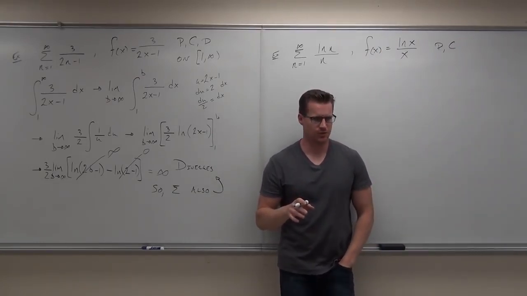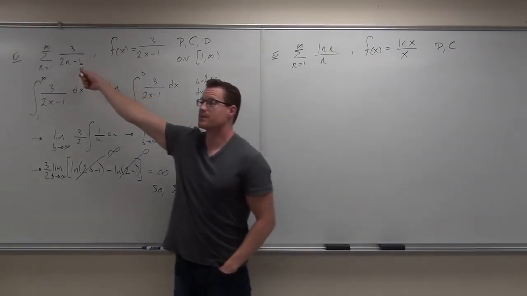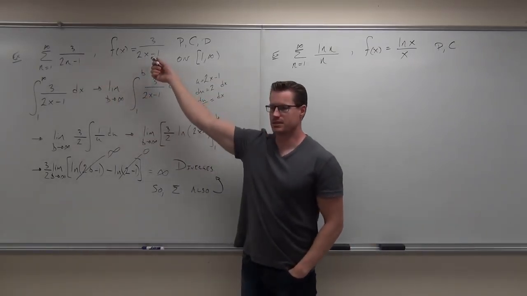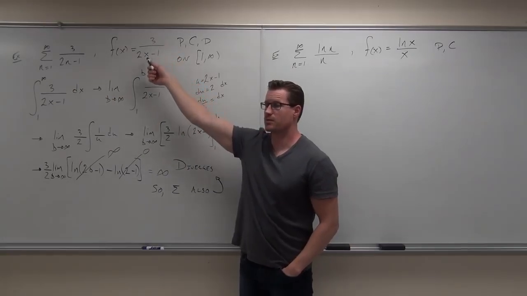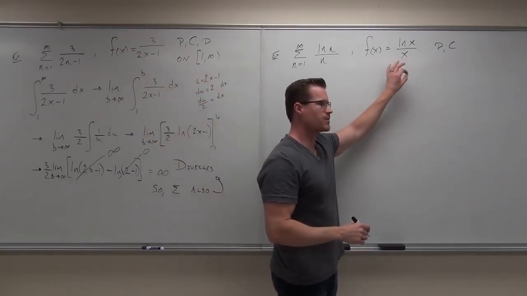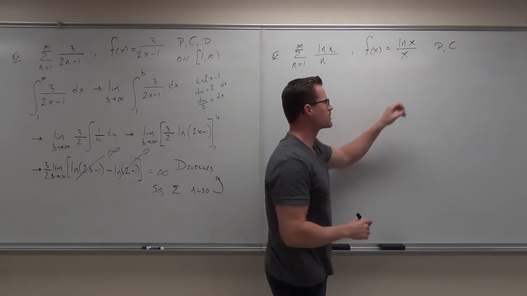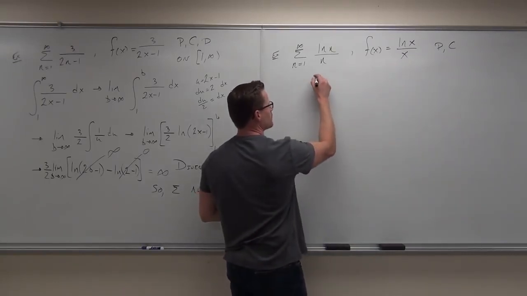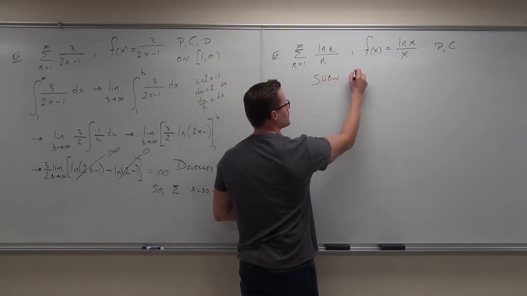This is not an obvious one. Here, obviously decreasing. That's a constant over a number that's growing, so that's decreasing. This one, not so obvious. This time, you're going to have to check for decreasing. So here's our check for decreasing. You must show these things.